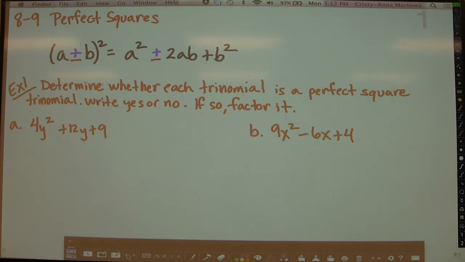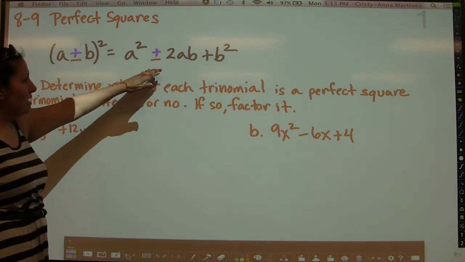We have discussed perfect squares in the previous lesson, just like in 8-8, where we learned the patterns for products of binomials. But I've put it here again for you. We know that (a plus or minus b) quantity squared becomes a squared plus or minus 2ab plus b squared. So we know that when we see this, we can factor it like that. But today we're going to try to go backwards.